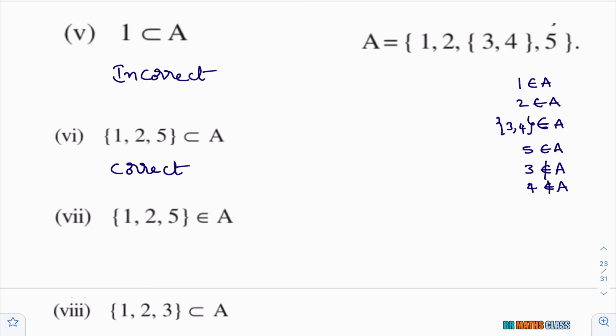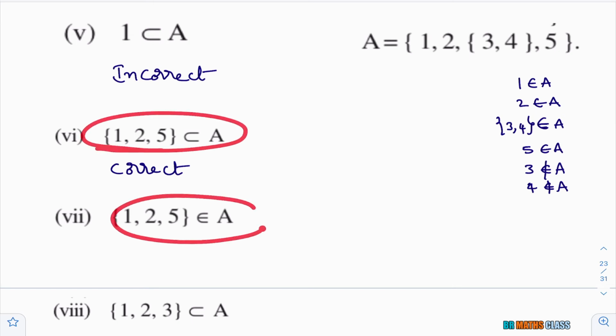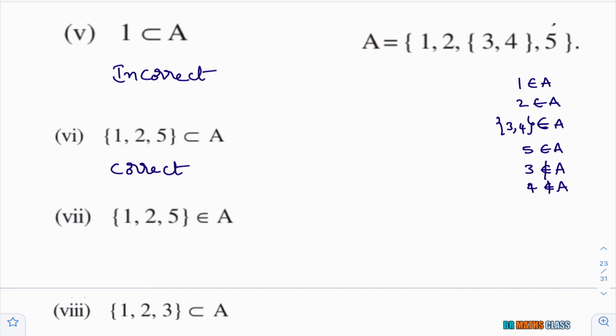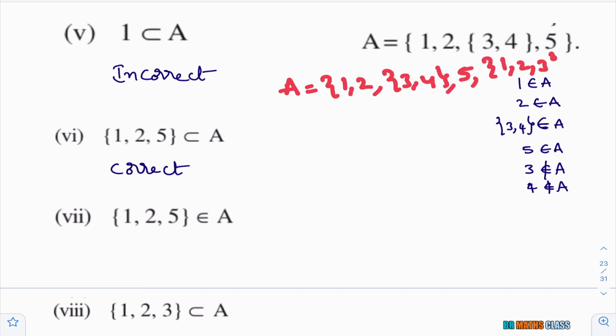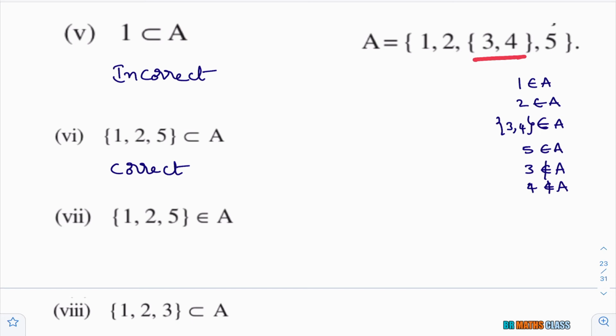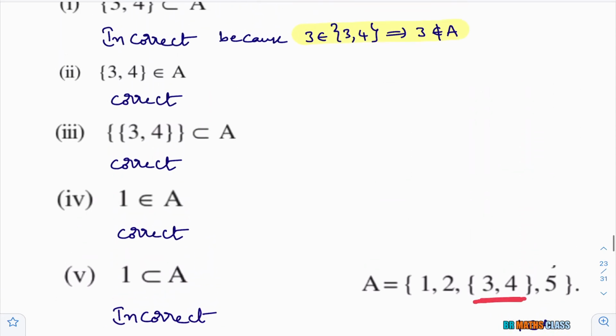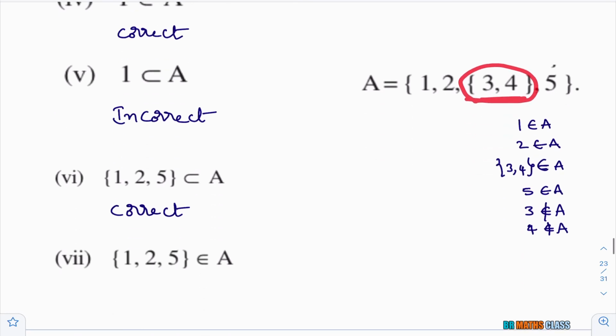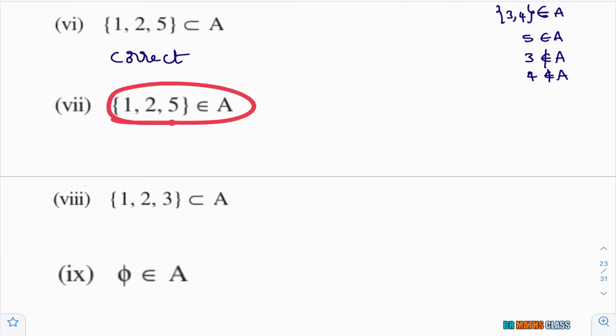Now look here. Same, just to confuse you, they given like this. This is correct. What they given here? Belongs they given. Is this correct or incorrect? 100% this is incorrect. When will this be correct? If the set A is like this, 1, 2, 3, 4, 5, and last element, if they given like this, set 3, 4, then it is correct. Right? You understand here, when they give like this, it is correct, because here the set 3, 4 is present in set A. So here we can easily say that this is incorrect. Subset is the suitable symbol. Belongs is not a suitable symbol.